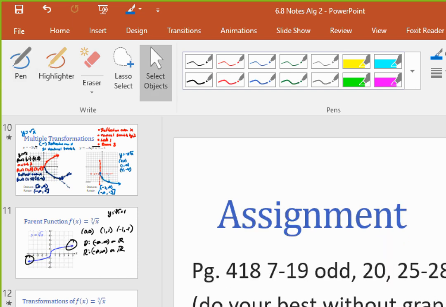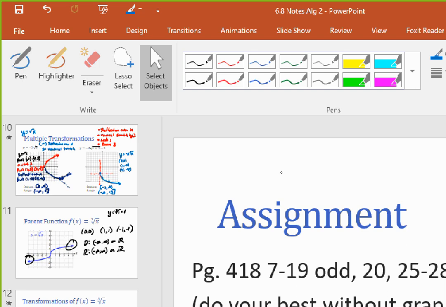Okay, so your assignment, page 418, 7 through 19, the odds, 20, 25, 28. So you're working in your notebooks, do your best without graph paper, okay? Make the little hash marks. They're not going to be crazy graphs that you're going to have from negative 20 to 20 and negative 100 to 100 or something like that. But do it as accurately as you possibly can in your notebook.